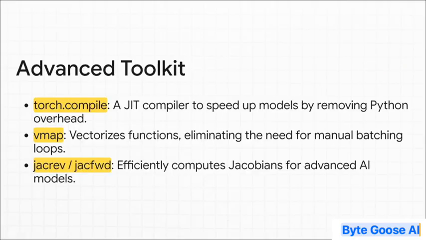This is happening right now. You've got tools like torch.compile, which can give your models a massive speed boost just by getting rid of the slow Python parts. There's vmap, which lets you write code for a single example, and it automatically vectorizes it to run on a whole batch of data at once. No more manual batching loops. And then there are things like jacrev that open the door to the really complex math you need for the next wave of AI research.